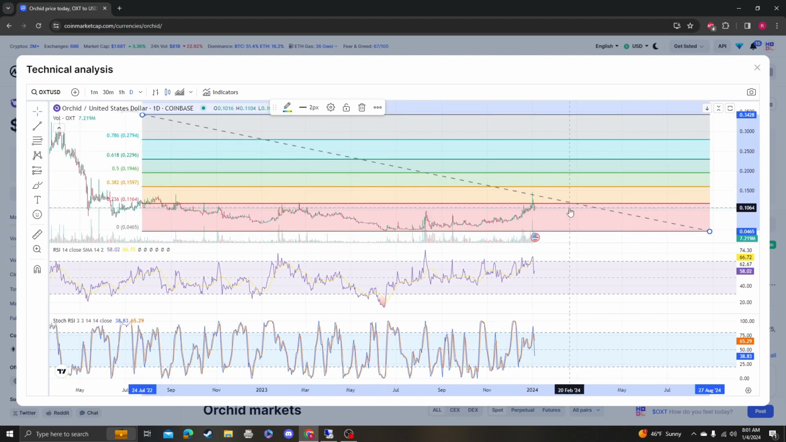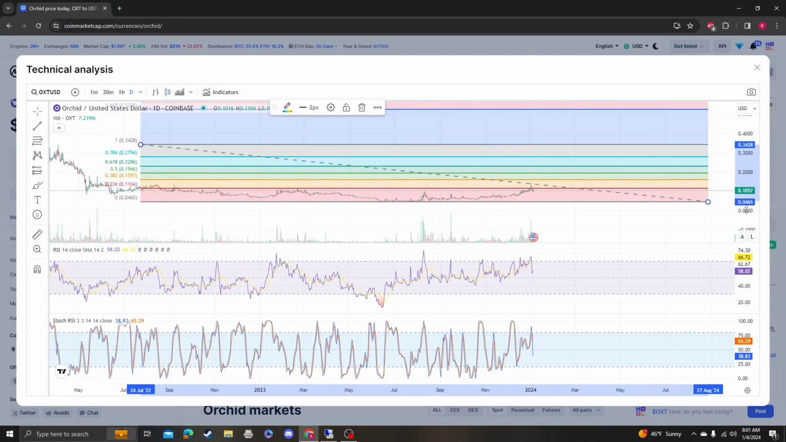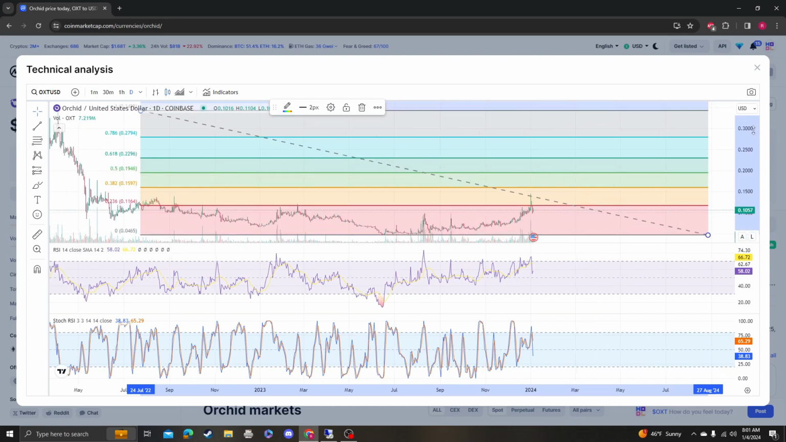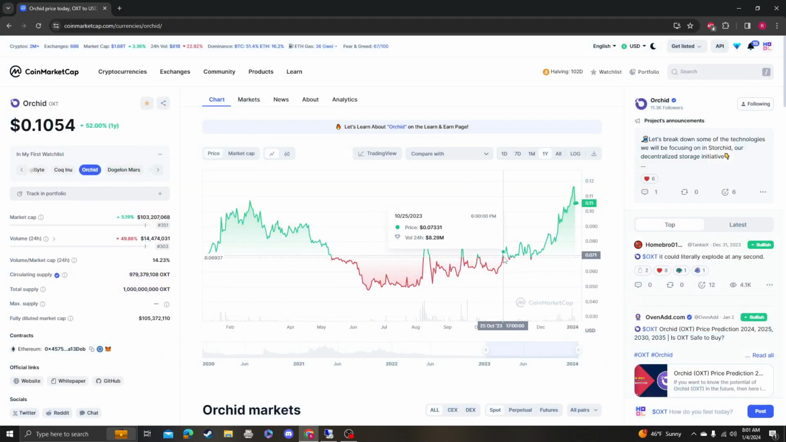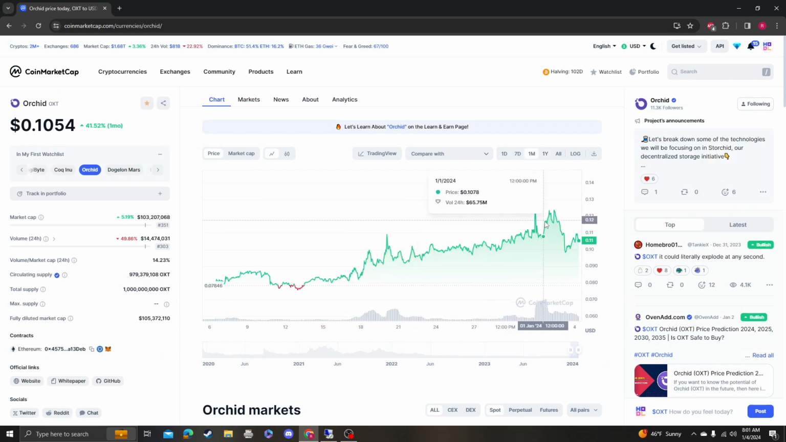1164, we need to get above 1164. The target is the 618 at 22 cents long term. So once it gets over 22 cents, we're gonna be extremely bullish. 1618 is the target from there, which is 52 cents. However, 1164 needs to break. We did tag it a couple times and we got rejected. So just keep that in mind.